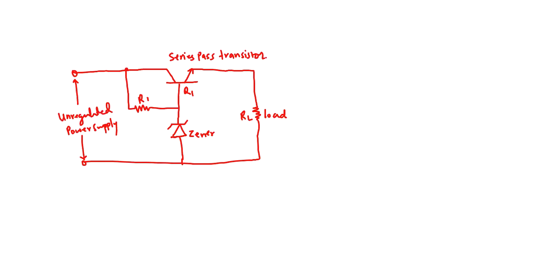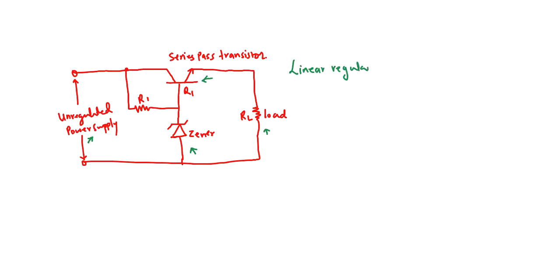So let's first understand with this block diagram, you have this circuit representation now. And in this circuit representation, you see that this is your series element that is in the form of a transistor. This is your reference voltage provider that is in the form of a zener diode. That's your load. And this is your unregulated power supply. So this is a classic example of a linear regulator circuit.